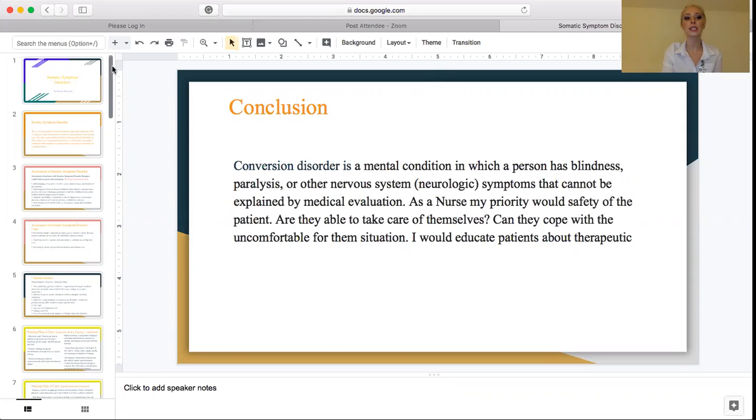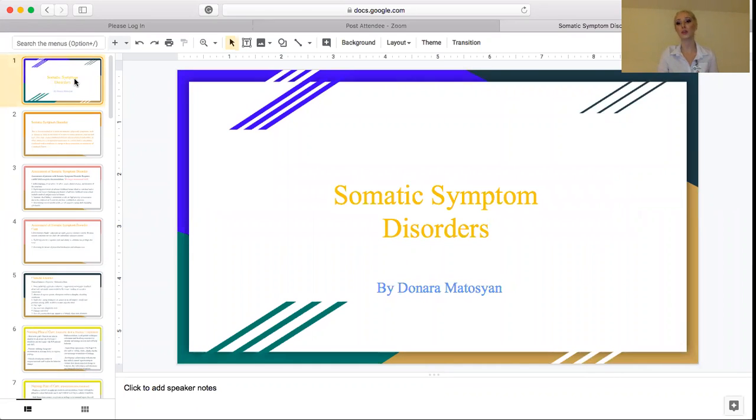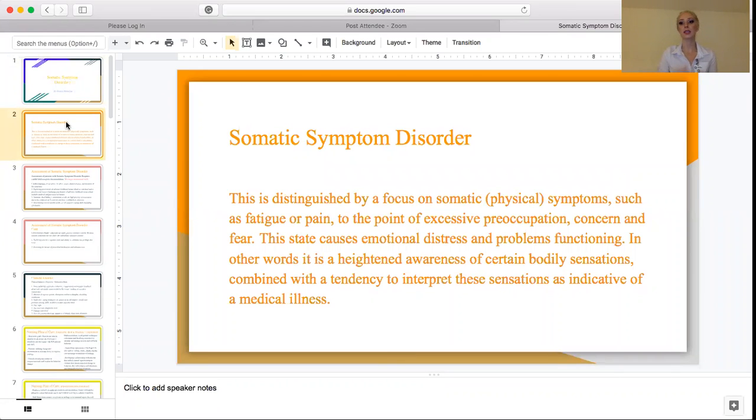Today, we are going to be discussing somatic symptom disorders. Before we begin, let us discuss what somatic symptom disorder means. Somatic means physical symptoms. Physical symptoms can be such as fatigue, pain, point of excessive preoccupation, concern, and fear. So this state causes emotional distress and problem functioning. In other words, it is heightened awareness of certain bodily sensations combined with a tendency to interpret the sensations as indicative of medical illness.